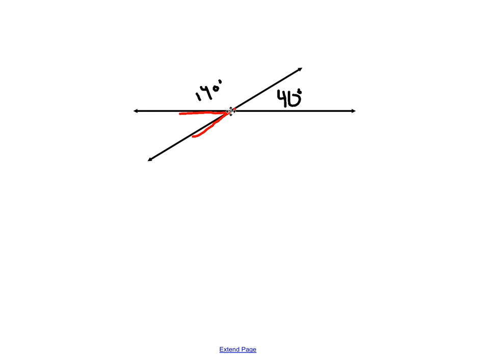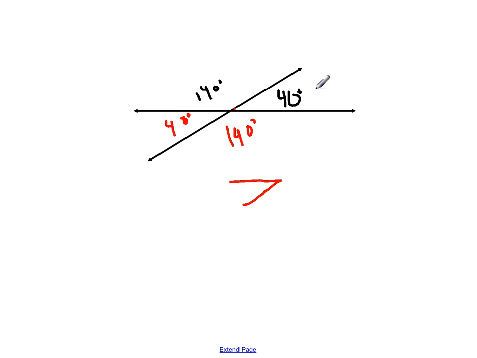They share the same vertex and they're directly opposite. So once I know this is 40, I know this is automatically 40 degrees. Just like I know this one is 140, this one's 140 degrees because it's its opposite. Those are known as vertical angles when they're opposite of each other.